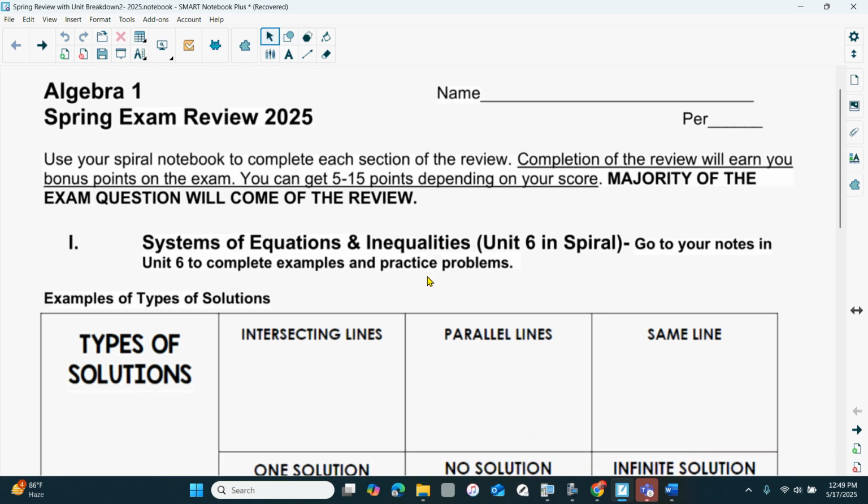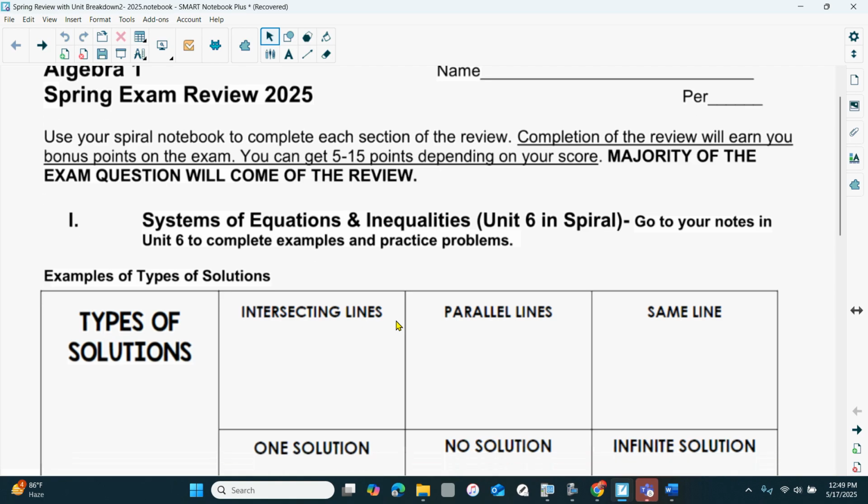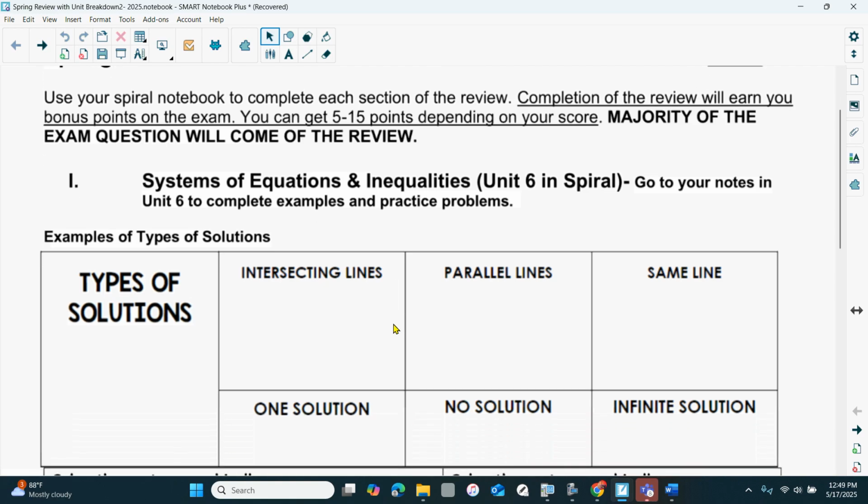So what you're going to need to do is complete the review packet, and if you show it completed before your exam, you can get bonus points added to your score. And then as long as you have your exam packet, you can use that on the actual test.